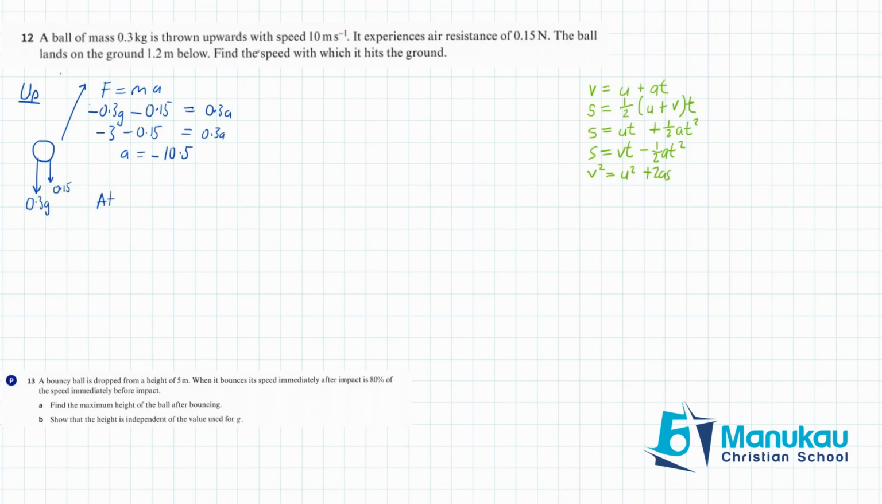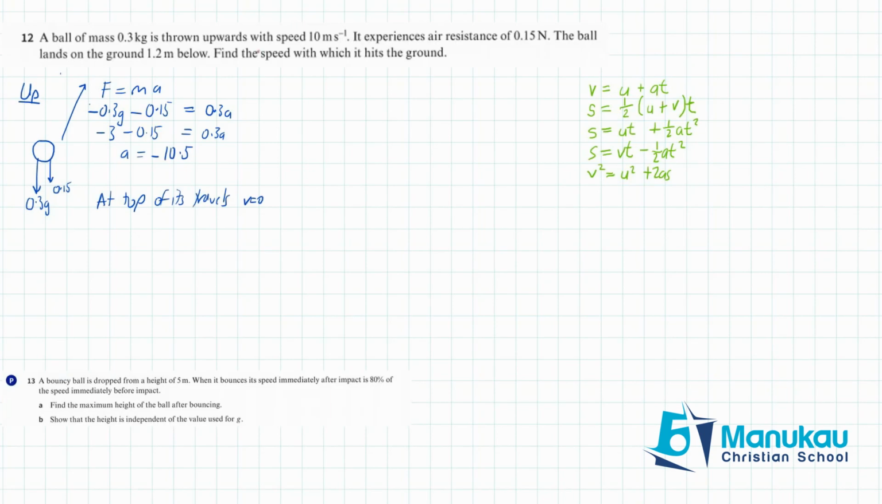So let's go, at the top of its travels, v is equal to 0. Why is v equal to 0? Because the acceleration due to gravity and the resistance have slowly cut down the velocity, and it's about to turn and go back down again.